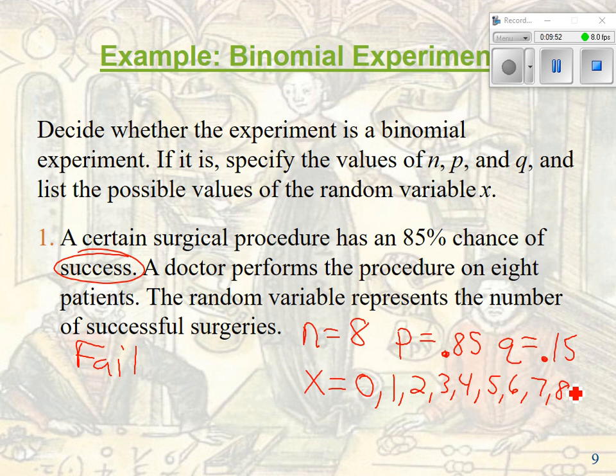If it's something really, really long, like if he's doing 1,400 surgeries or something, I don't expect that you're going to list all those out, all right? So if it's 1,400, then you might do something like 0, 1, 2, all the way up to 1,400.